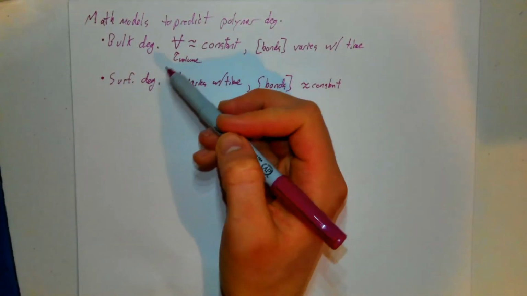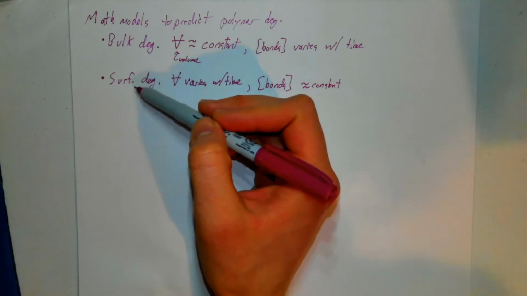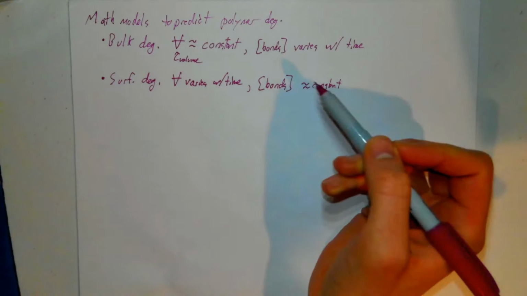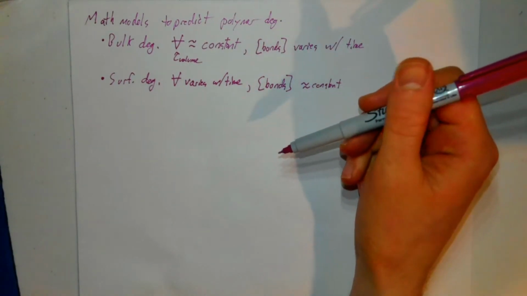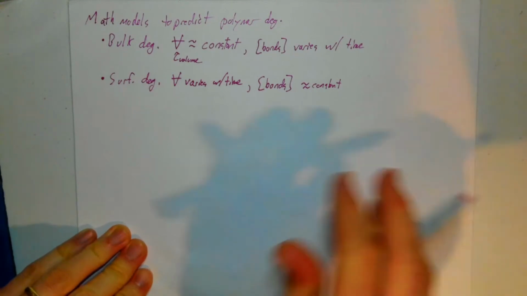But in the context of bioengineering, these could be drug delivery devices. These could be structural implants. These could be coatings for things. This is what we want to be able to predict. And so let's get started with this model for bulk degradation first.